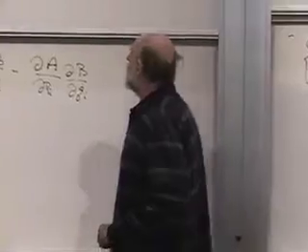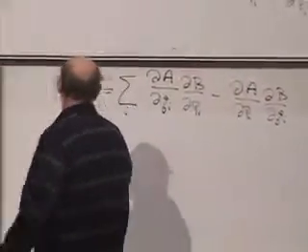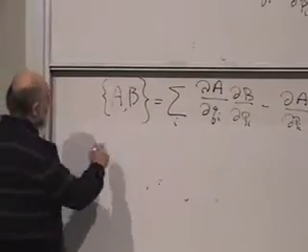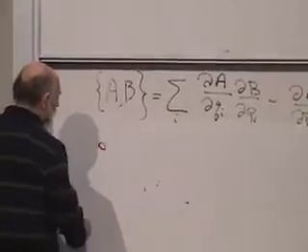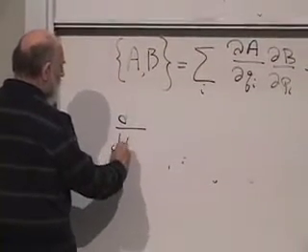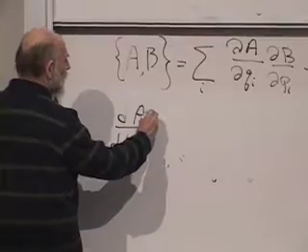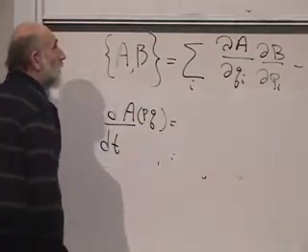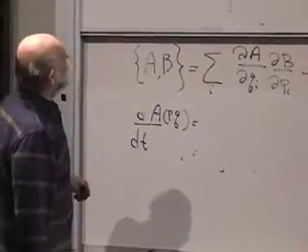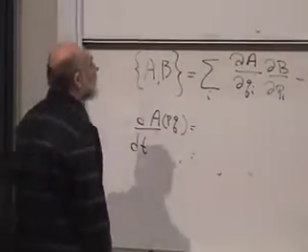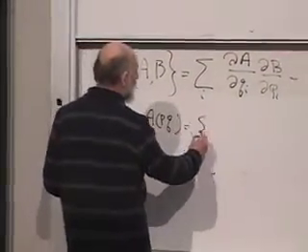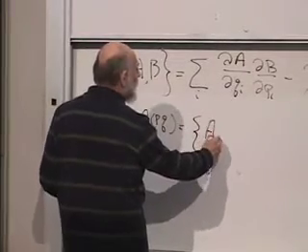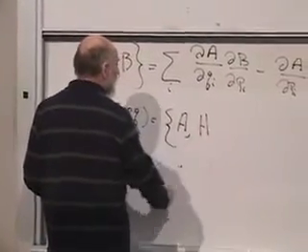What did we prove a moment ago? We proved that the time derivative, d by dt along a trajectory of any function A of p and q is equal, now it's either plus or minus, plus the Poisson bracket of A with the Hamiltonian.